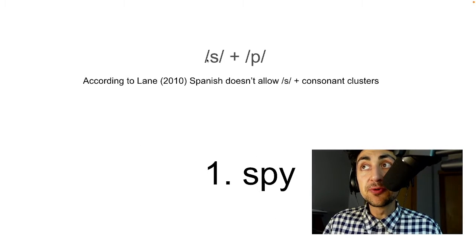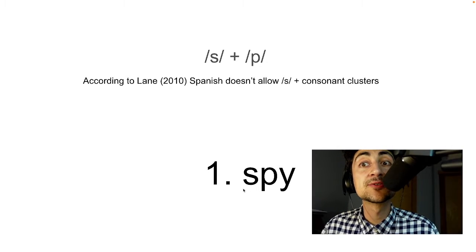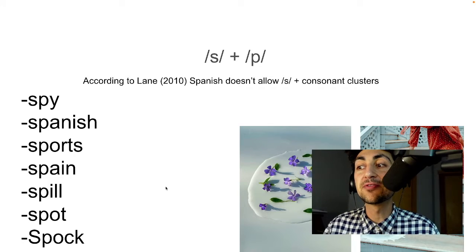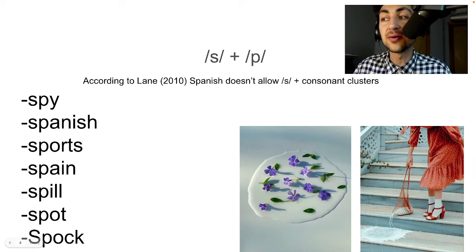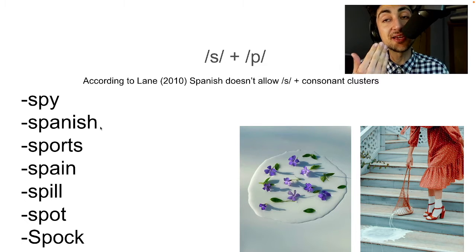So for the first example, we have S plus P at the start of a word or syllable, spy. We have a bunch of other words here, such as spy, Spanish, sports. Now, do you know any techniques to say these? I want you to think about your techniques. And now I'll tell you the one that I've heard about that I really like. It's holding the S sound to start, such as Spanish.